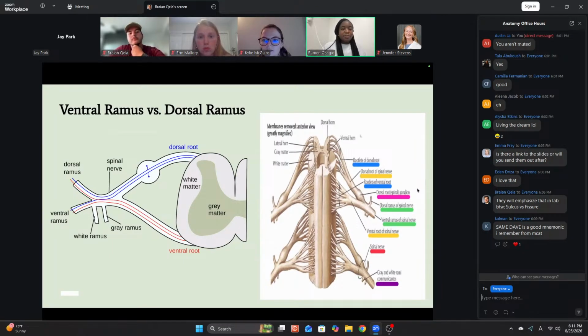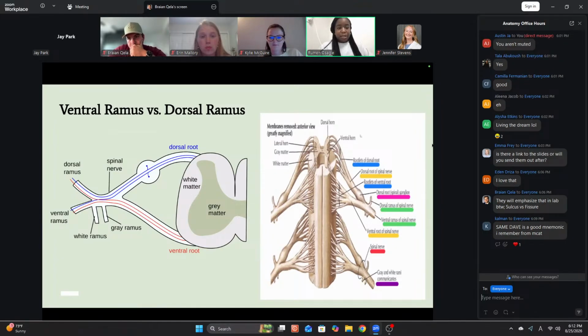Now we're going to talk about the ventral ramus versus the dorsal ramus. So remember, we were at the spinal cord, so we had the dorsal root and the ventral root come together to make the spinal nerve. And the spinal nerve is going to split into the really, really big ventral ramus and the smaller dorsal ramus. So it's not pictured on the left side, but you can see on the right side that the ventral ramus is huge in comparison to the dorsal ramus, which I underlined in green.